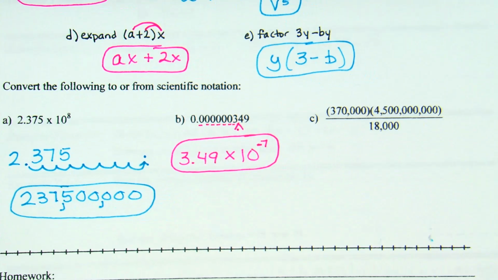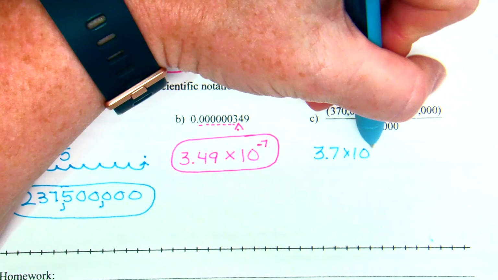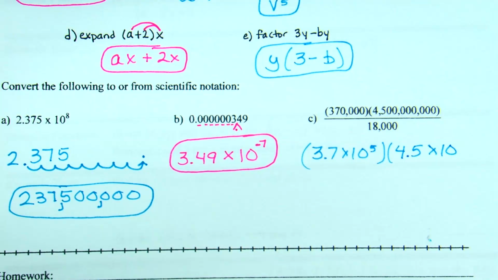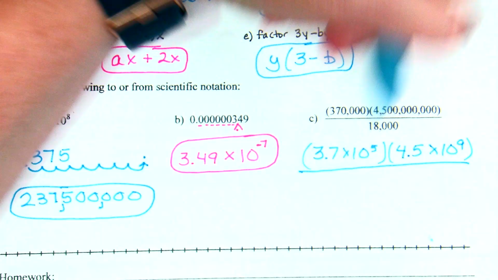3.7 times 10 to the 5th. Okay. Is that 4,500,000,000, I think? This is why we use scientific notation, right? 4.5 times 10 to the 9th, all divided by 18,000, which is what? 1.8 times 10 to the 4th.